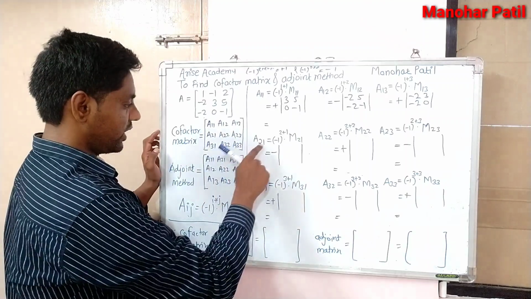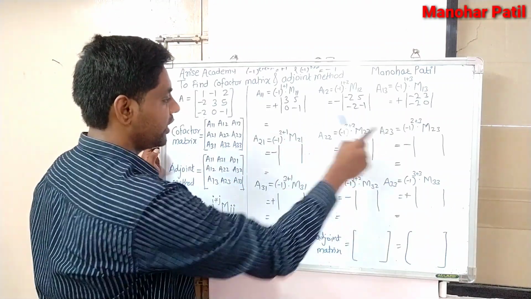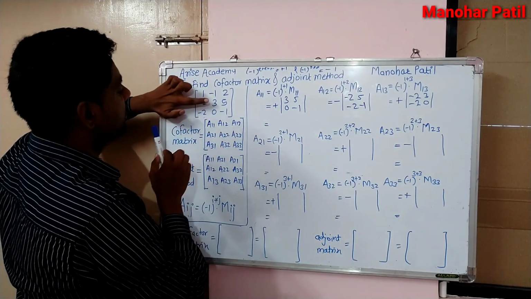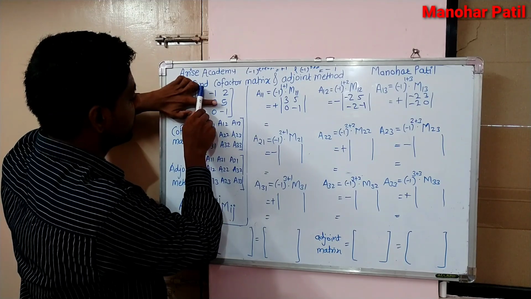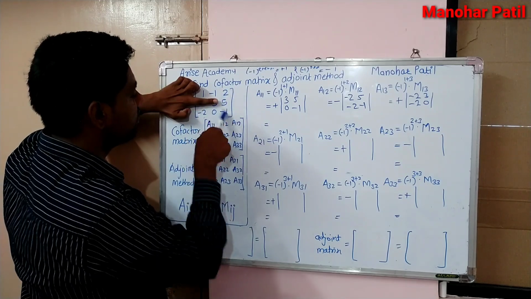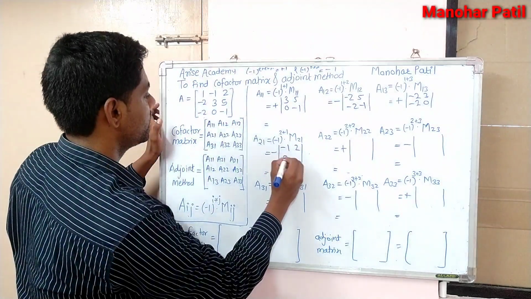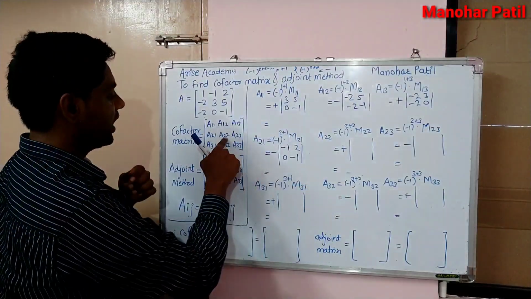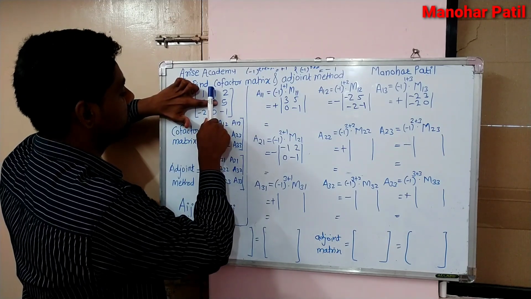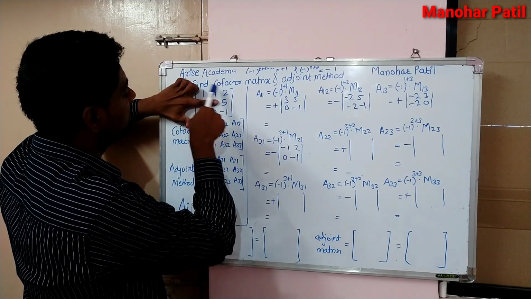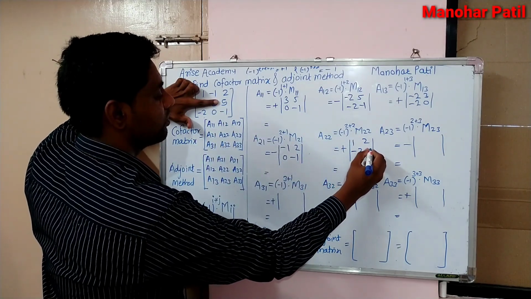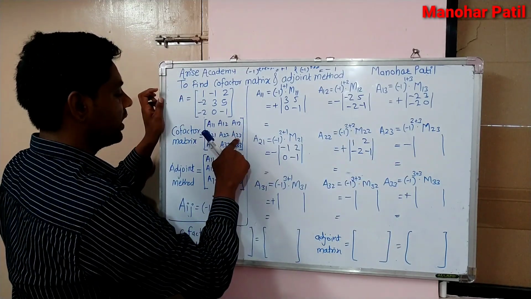Similarly we find out for A21, A22 and A23. A21 means this element -2, present in the second row, first column. So take the remaining elements. Which are the remaining elements? -1, 2, 0, -1. For A22, this element is 3, present in the second row, second column. So take the remaining elements 1, 2, -2, -1.